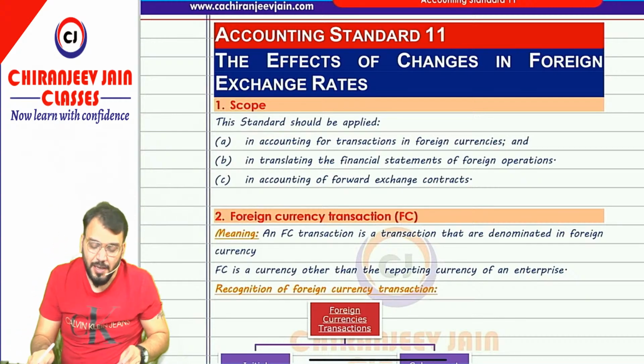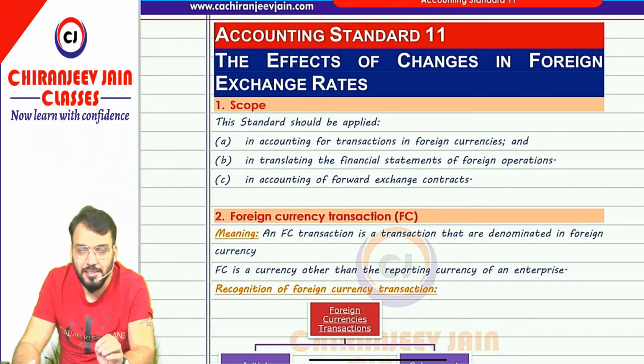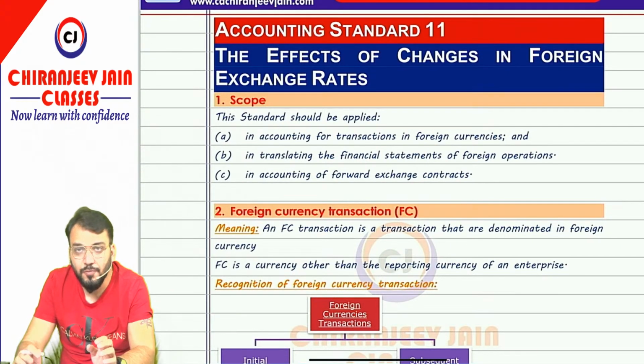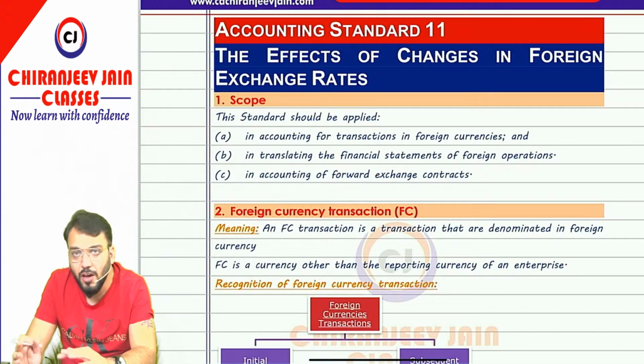So, in this chapter, there are actually three topics. AS11 deals with three particular topics. One is the accounting for foreign currency transaction. Second is the translation of financial statement for foreign operation. And the last one is forward exchange contract. Normally all these topics are important from examination point of view. So first let us start with the foreign currency transaction.